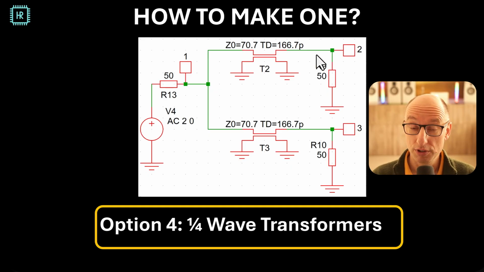So you can actually use microstrip lines or coaxial lines to transform one impedance to another impedance. You do that by giving them a length of a quarter wave. And here on this schematic you see the symbol. This is basically a transmission line and it has an impedance of 70.70 ohms and a delay of 166.7 picoseconds. That means that this structure will transform 50 ohms into 100 ohms at 1.5 gigahertz. And it's just a piece of PCB trace.